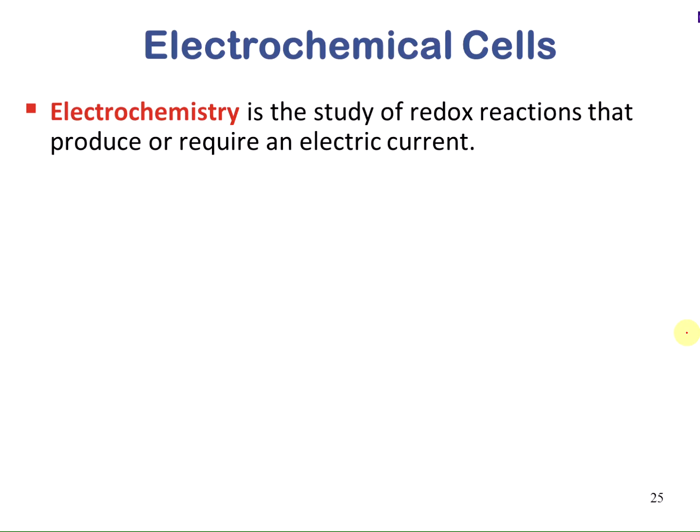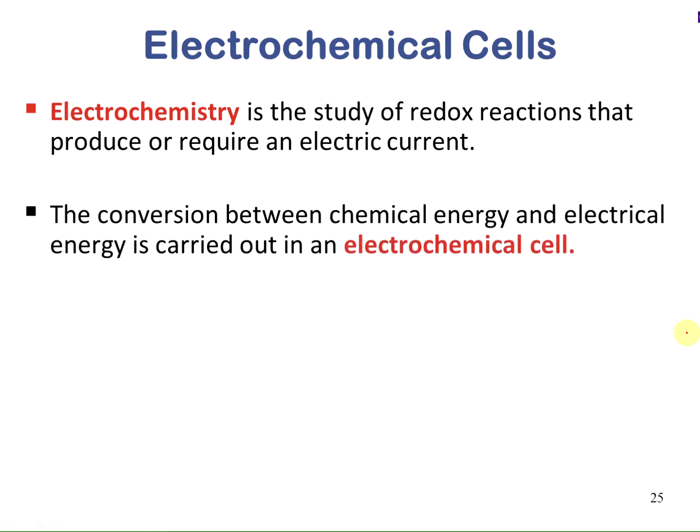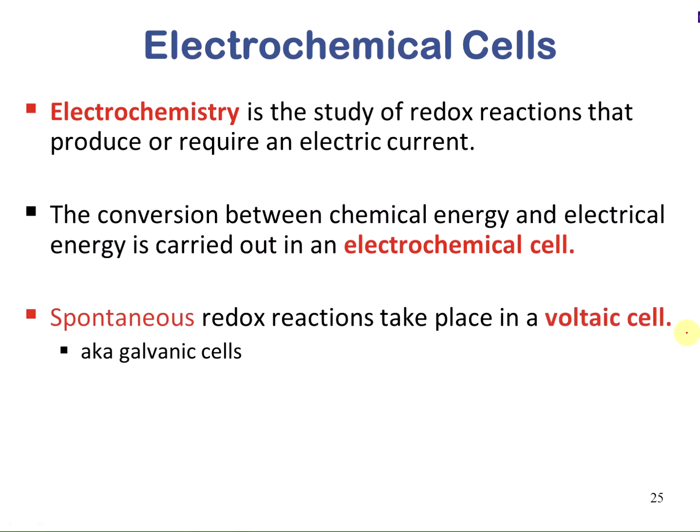So since we're studying electrochemistry, we wanted to define what that is. Electrochemistry is the study of redox reactions that produce or require an electric current. And the conversion between chemical energy and electrical energy is carried out in an electrochemical cell. Spontaneous redox reactions take place in a voltaic cell, and that's what we looked at on the previous slide. And sometimes you may see those called galvanic cells.